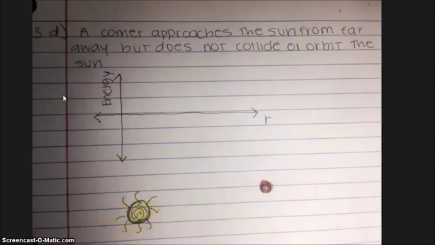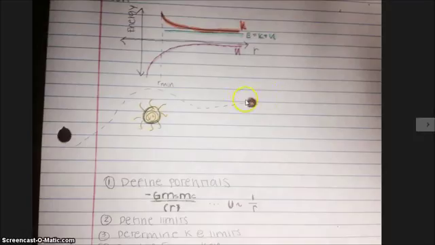So what I went ahead and did here is I decided to make my own sketch of the situation. So here is the sun and the comet, and we're going to sketch in the trajectory. Alright, so here you can see the trajectory of the comet. It heads towards the sun, then loops around it and continues on its path. It does not collide or orbit.